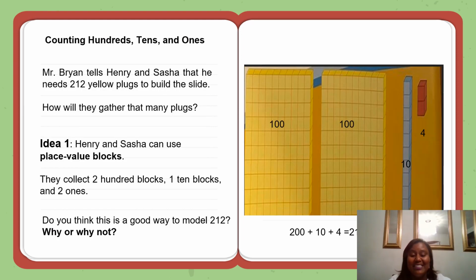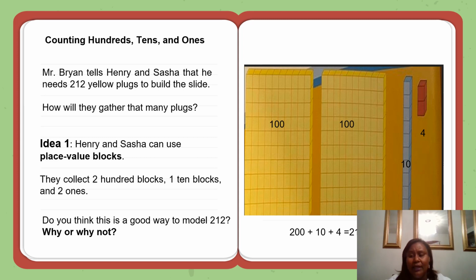Counting hundreds, tens, and ones. Mr. Bryant needs many plugs. He will use them to join the pieces of the playground together. Mr. Bryant tells Henry and Sasha that he needs 212 yellow plugs to build the slide. How will they gather that many plugs?